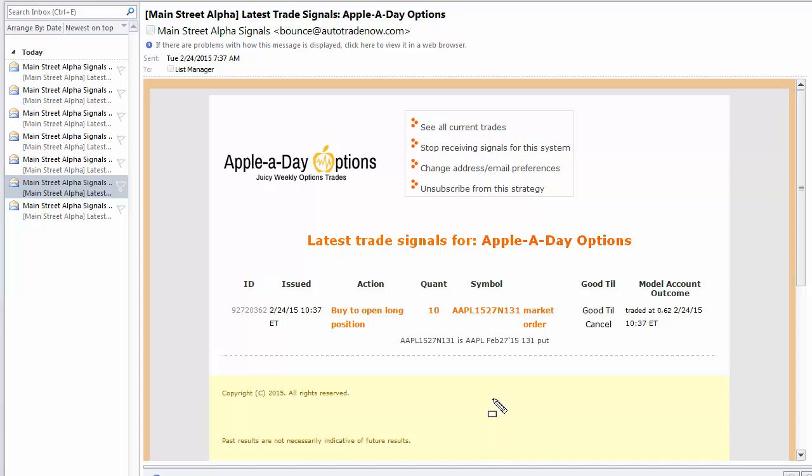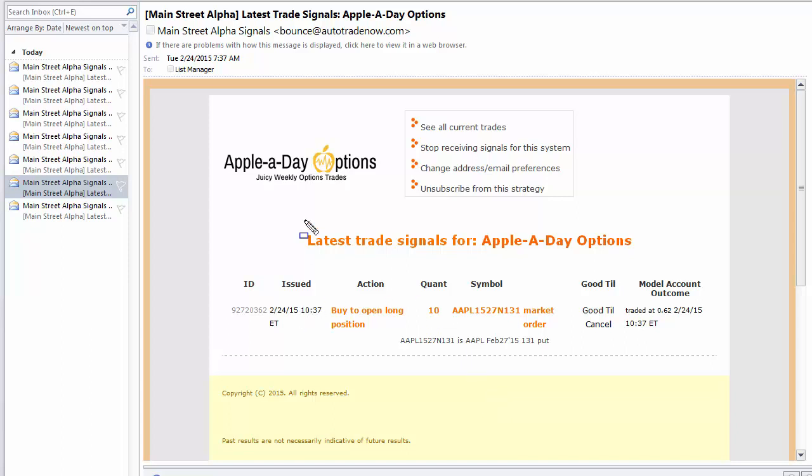In this video tutorial I'm going to cover how to understand, read, and interpret the email notifications that go out for trade signals for the Apple a Day Options program. So whether you're a new subscriber or just on a trial, we're going to make sure that you're clear and understand how to read these emails.